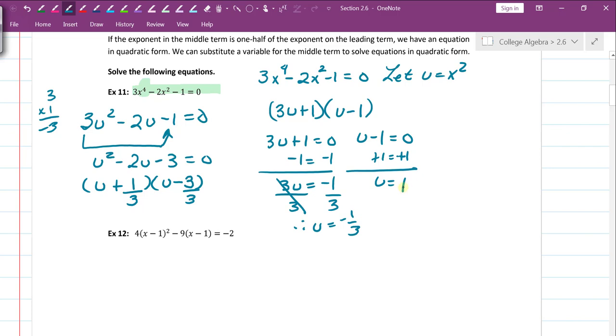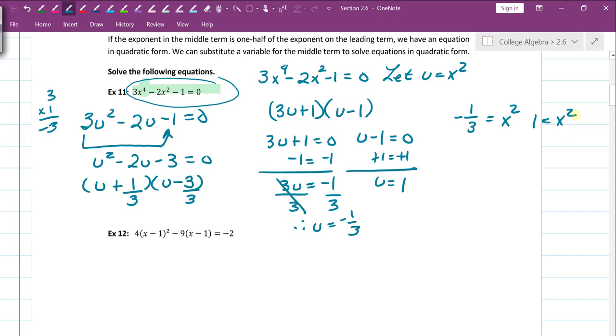Now I have successfully solved for u, but I have not solved for x. And x is what we have in the original equation, so therefore we must solve for the variable of x, not u. Remember that u is equal to x squared, so that means I have negative 1/3 is equal to x squared, and then I have 1 is equal to x squared.